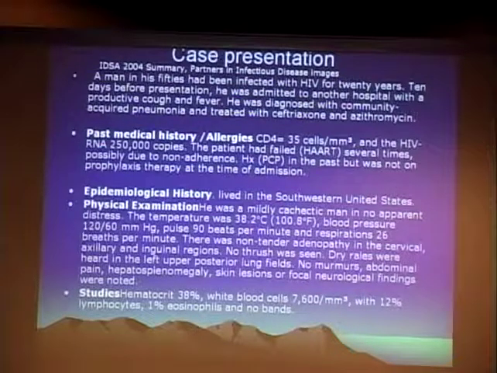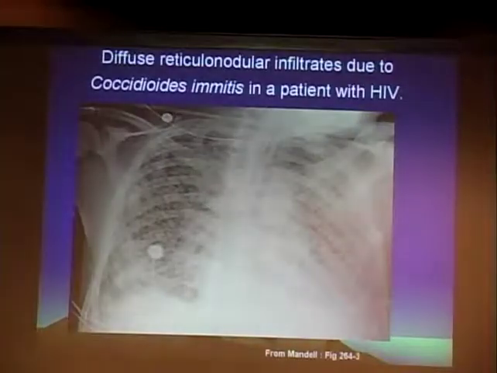He has no hepatosplenomegaly and no skin lesions, and he's got 7,000 white blood cells and 1% eosinophils. Now, this is probably a different scenario. These are diffuse reticular nodular infiltrates you'd see in somebody with Coccidioides immitis, probably now referred to as posadasii, in a patient with HIV.